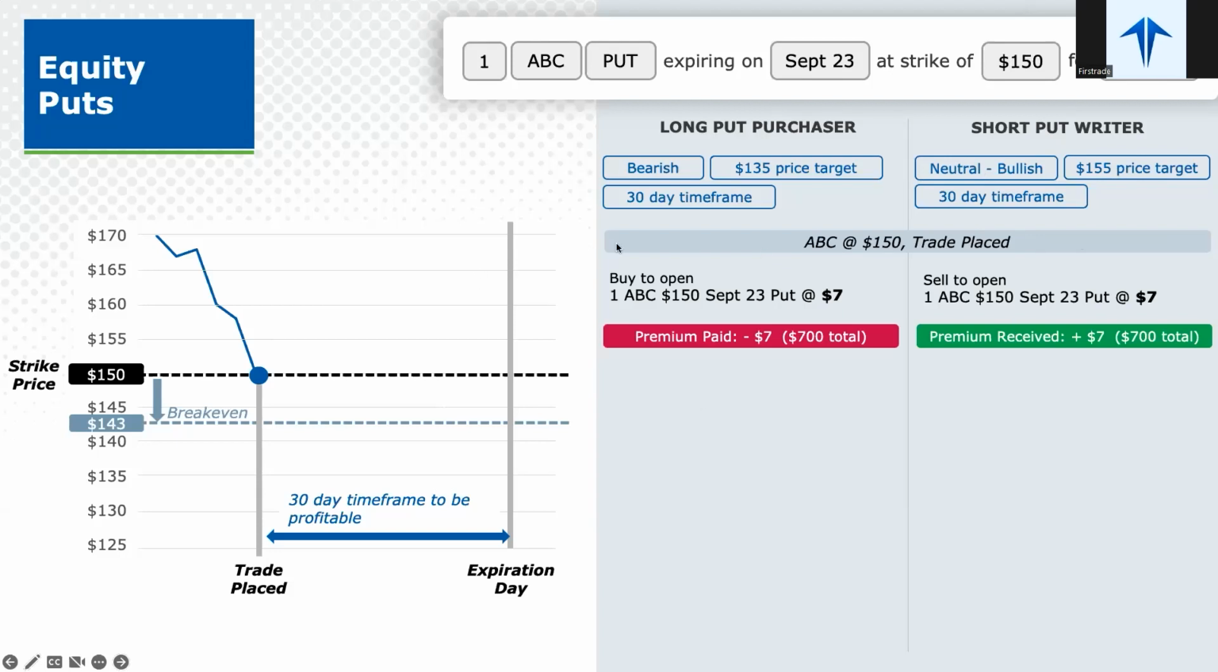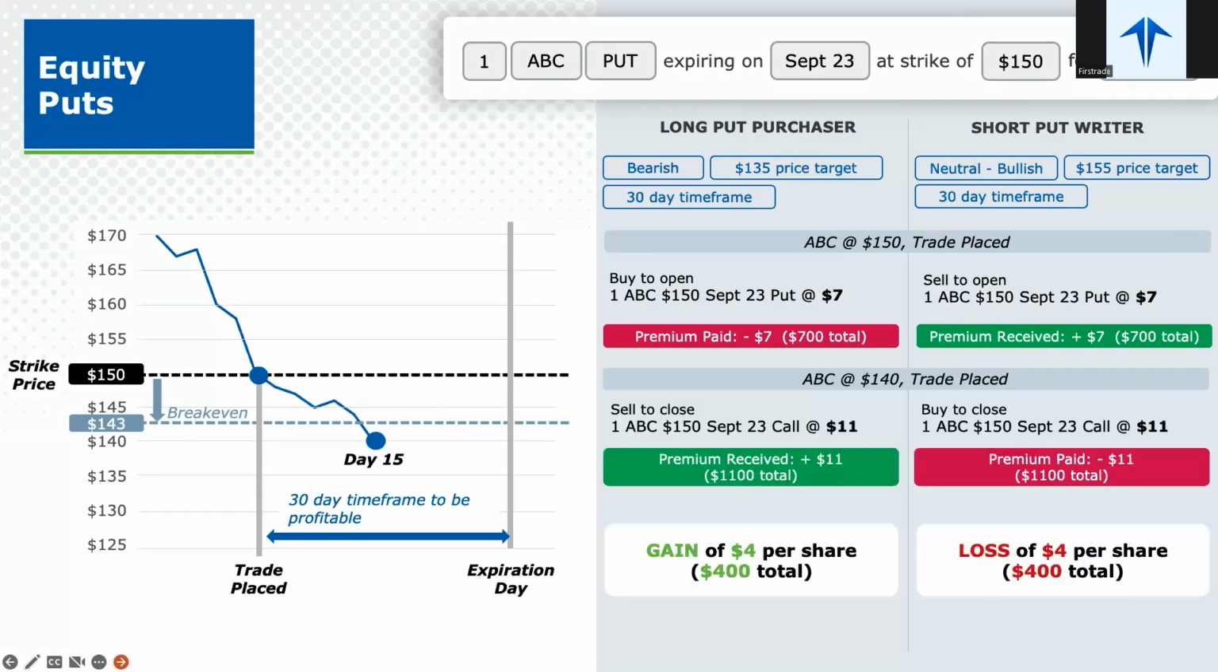So the way that the trades are entered, we buy to open on the long put side, sell to open on the short put side. Let's say ABC goes to 140. So it declines in value, not the exact purchaser price target, but relatively close. We'll be able to close at 11 because remember, there is some time value associated with it. So the long put purchaser received a premium of 11. They had a gain of 400 total. And then the inverse happens on the put side.